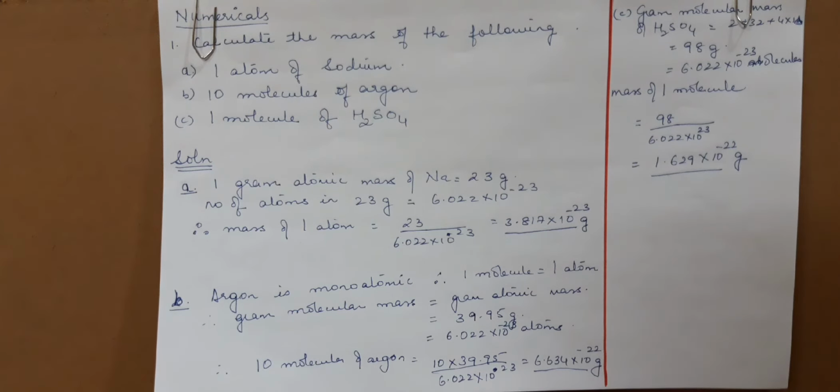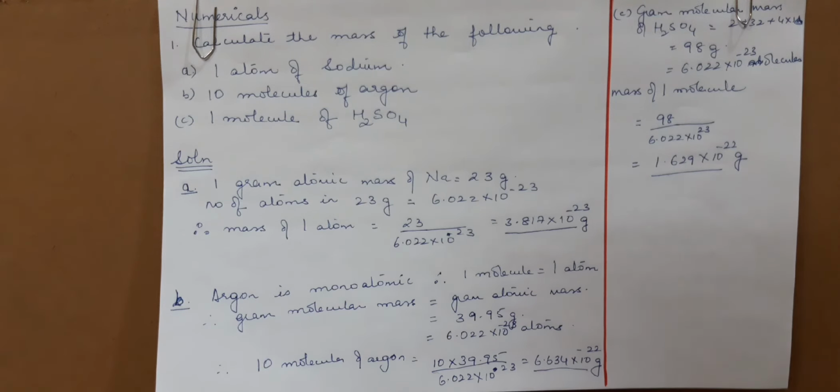Okay, so we have seen what is the molecular mass, what is the formula mass, what is a mole, what is Avogadro's number. Let's see how we calculate a few numericals. We see a few numericals, how to solve them, and then we go ahead with the next part.